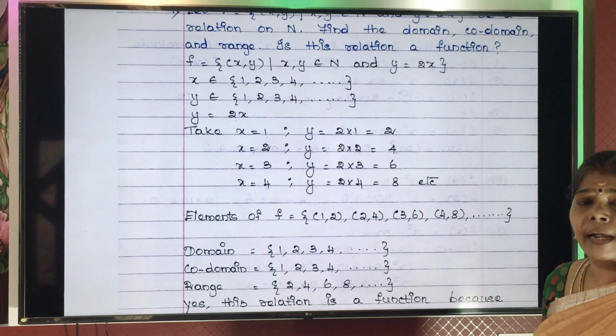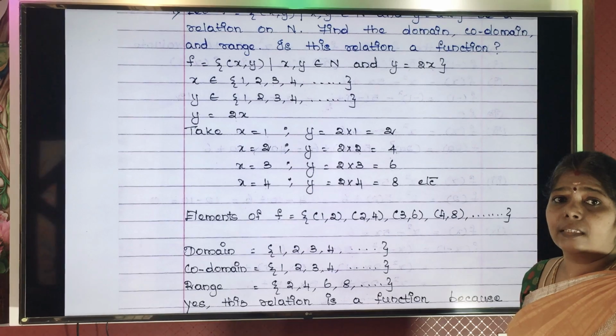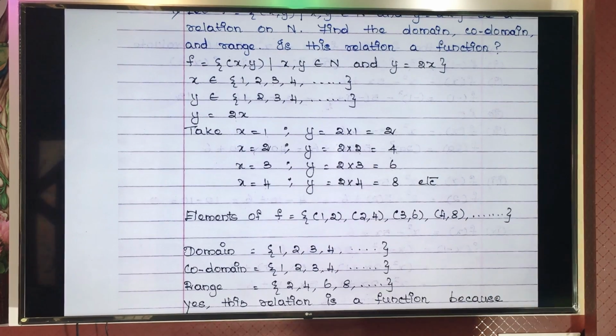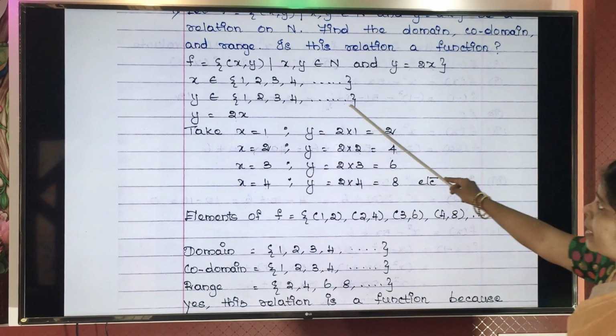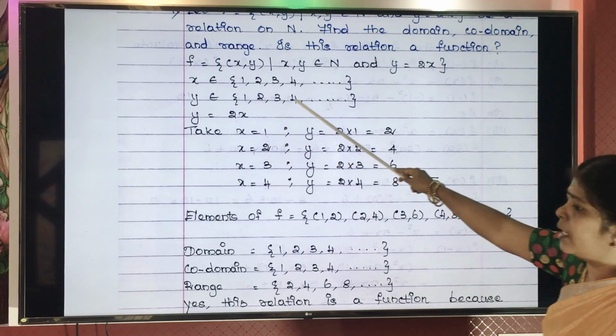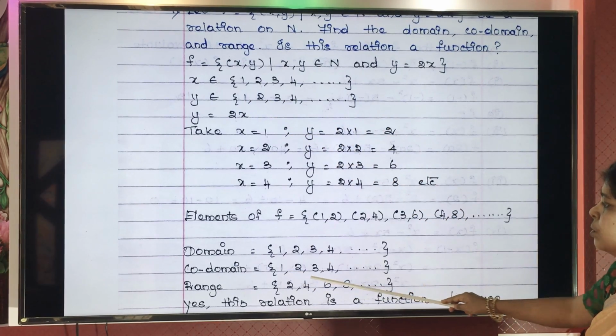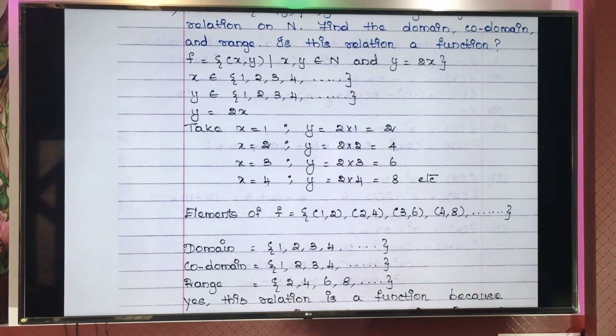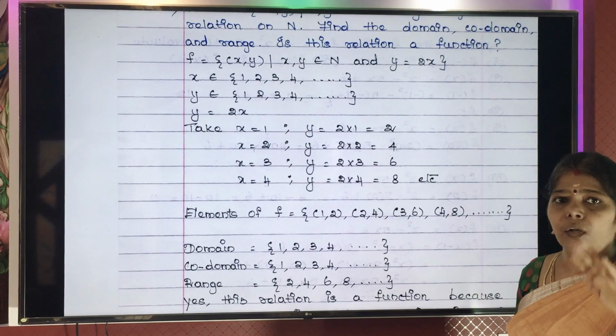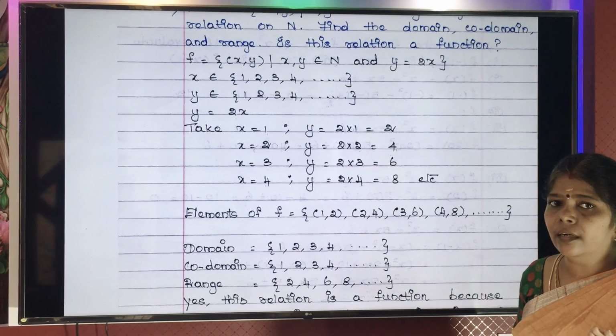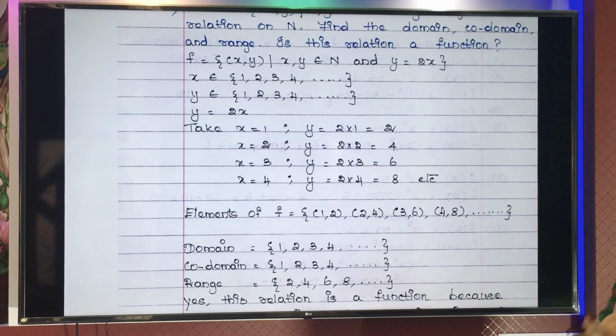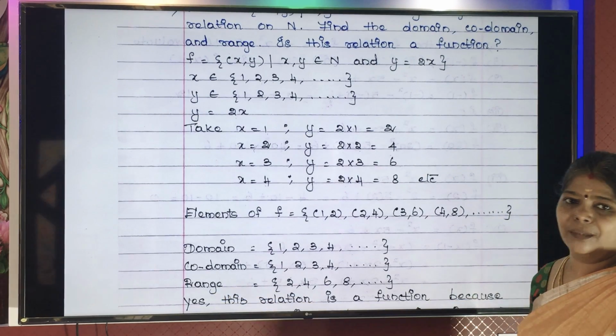What is the codomain? All the elements that belong to the second set. See, y is our second set. So what are the elements? 1, 2, 3, 4, etc. Everything becomes the elements of the codomain. Have you understood? Yes.